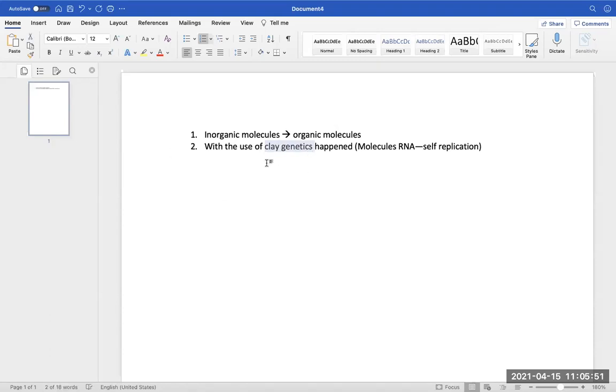So just try to remember these two parts, and this happened with Miller's experiment. This is a very famous experiment. That's the one that they are using to show the evidence for inorganic molecules turning into organic molecules.